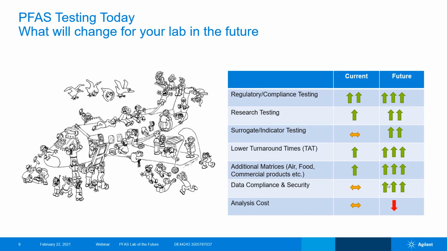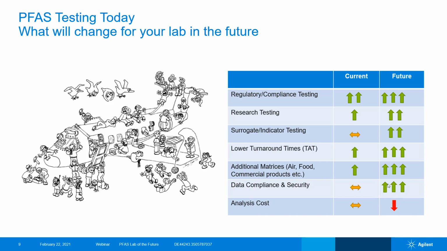Turnaround times are only going to decrease, so there's going to be demand to get this analysis done faster and faster. And as I mentioned also, there are going to be additional matrices that we're going to have to be measuring PFAS in, such as air, food, commercial products, and others. Data compliance and security is going to become a big thing just in general. We've seen a lot of malicious intent in using and accessing data in recent years. That's only going to increase in the future.